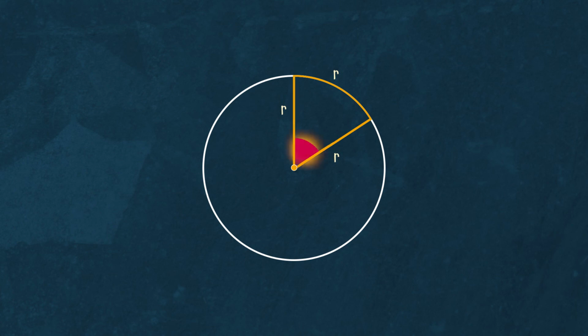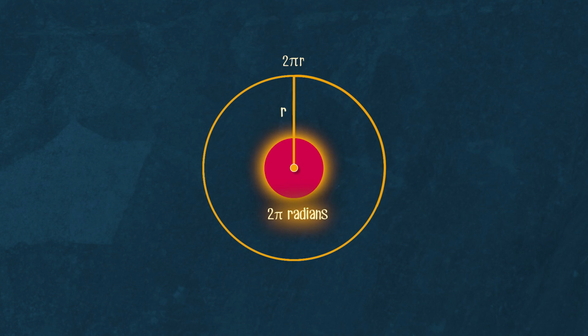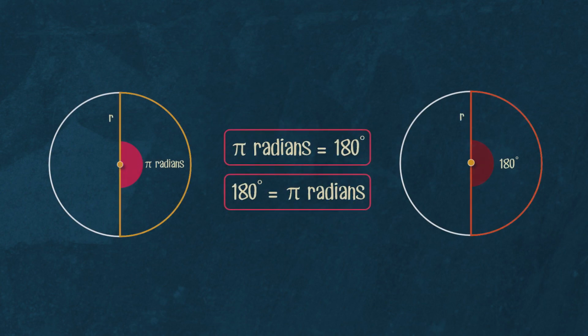In summary, we now know that when the length of the arc is the same as the radius, which is r units, the angle subtended by the arc at the center of the circle is always 1 radian. And the angle at the center of any circle is always 2 pi radians. We also know this very useful relationship that can help us express any angle either in radians or degrees.